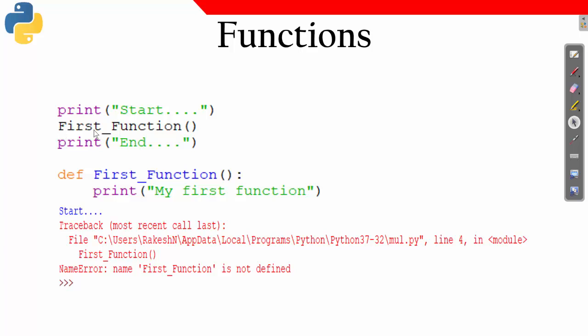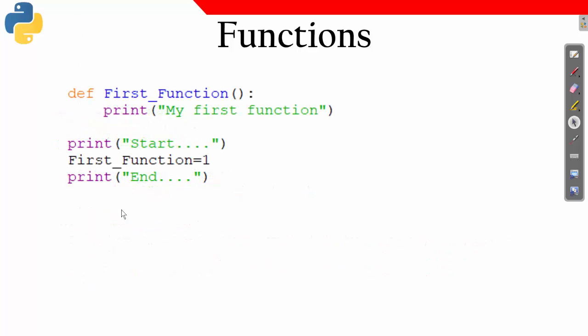When the second statement is executing, my first function needs to be called. But where is it? It is after this, but it is supposed to be defined before this. So what is the error? You say NameError: name 'my first function' is not defined. We have defined it, but not before it. As I told you, the interpreter needs to read from the start till the end. When it starts, it has not encountered a function before this, so we got this kind of error.